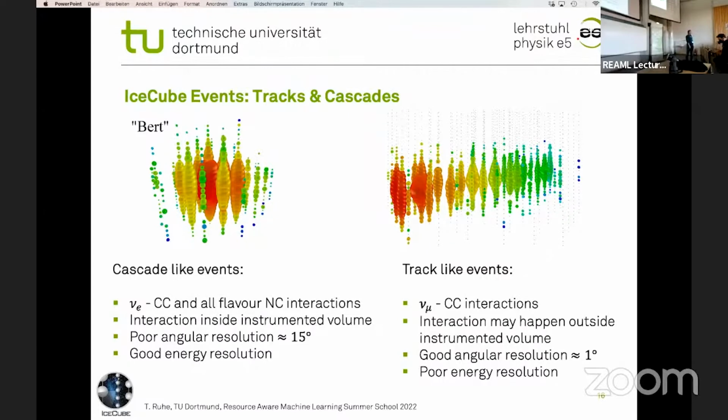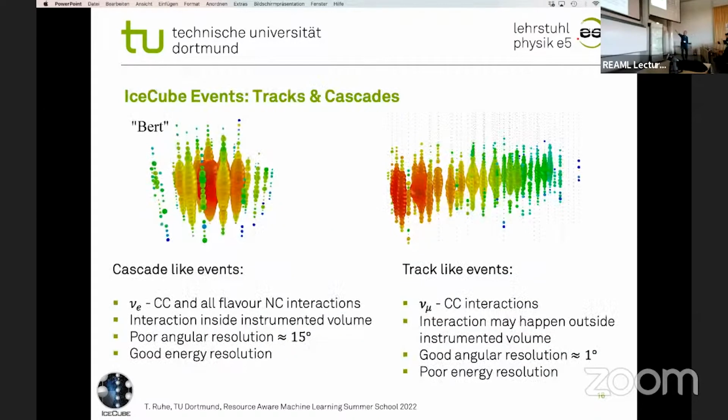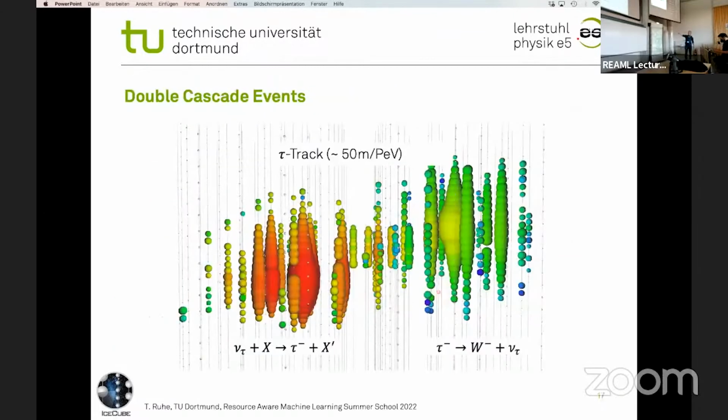Several tens for Cascades. And taus, I don't really know. Couple per year. So the reason for the differences in number is that you can have the electron neutrinos and the mu neutrinos be produced in the Earth atmosphere. I'll show that later. But the tau neutrinos have to come from astrophysical sources.